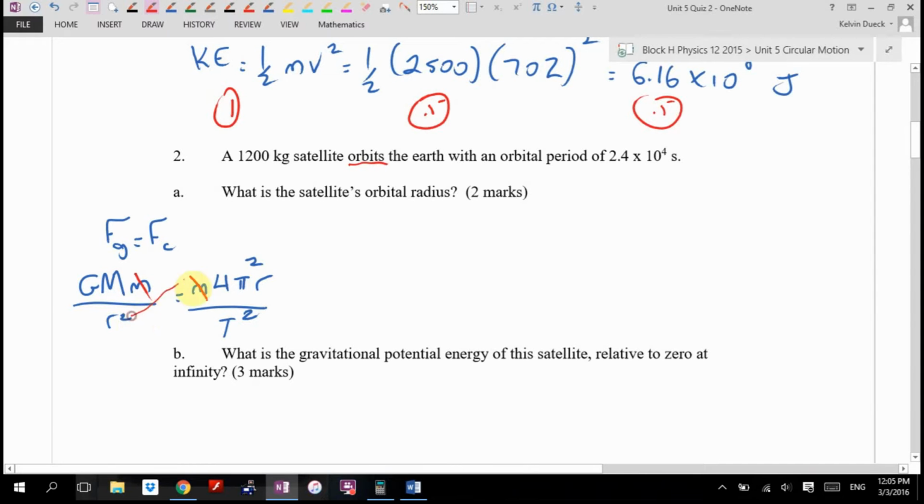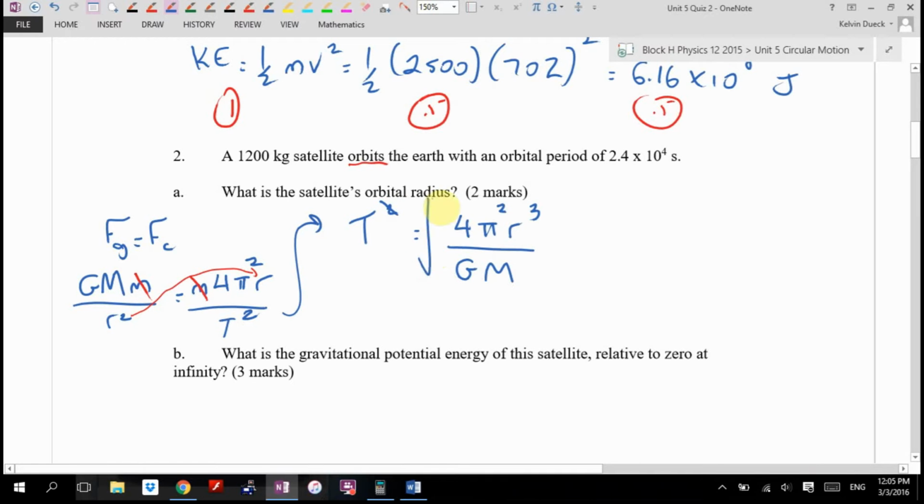I think the r squared is going to move there. It's going to become an r cubed. The r does not cancel this time. In fact, I think we're going to get this: T squared equals 4 pi squared r cubed all over big G, big M. Is that right?